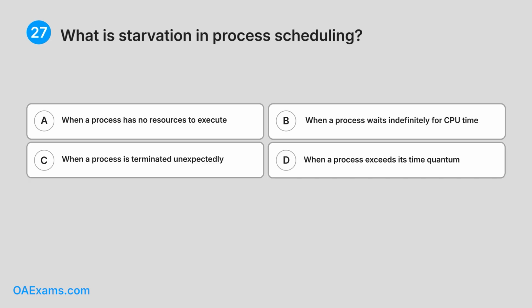27. What is starvation in process scheduling? A. When a process has no resources to execute. B. When a process waits indefinitely for CPU time. C. When a process is terminated unexpectedly. D. When a process exceeds its time quantum. Can you guess the answer?